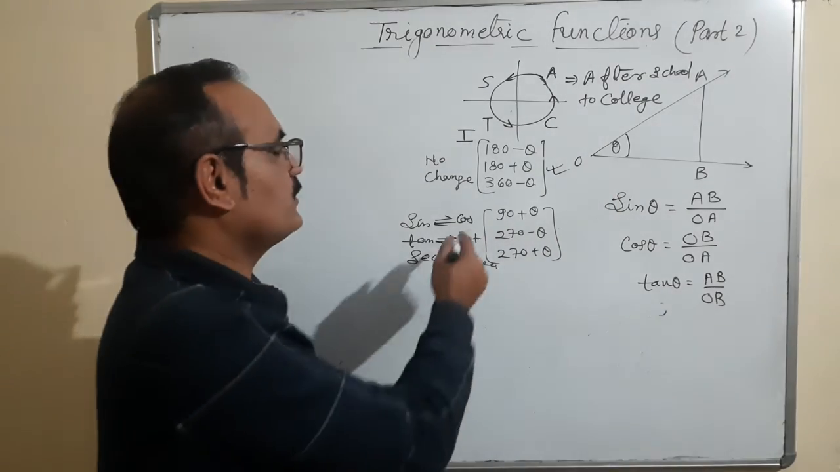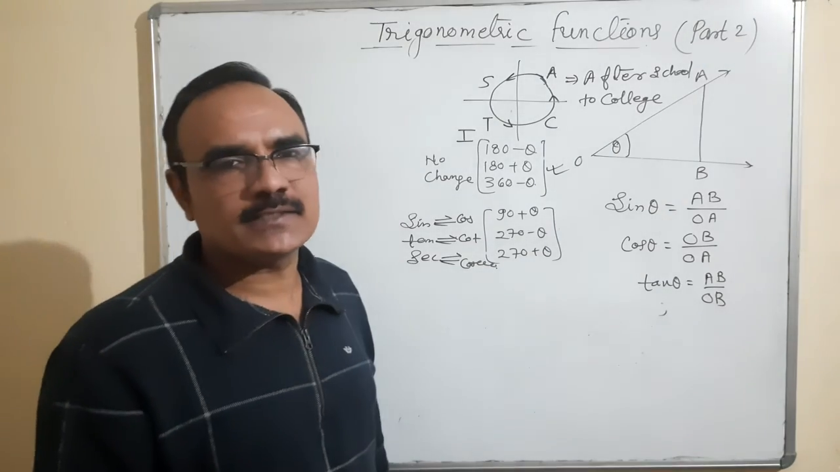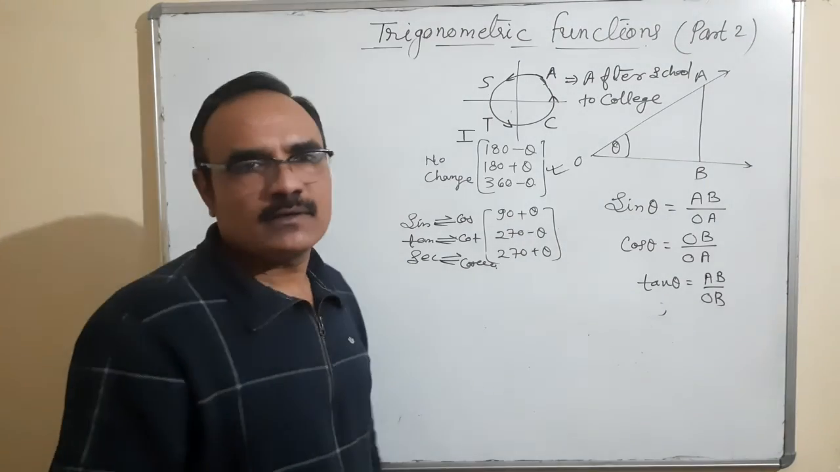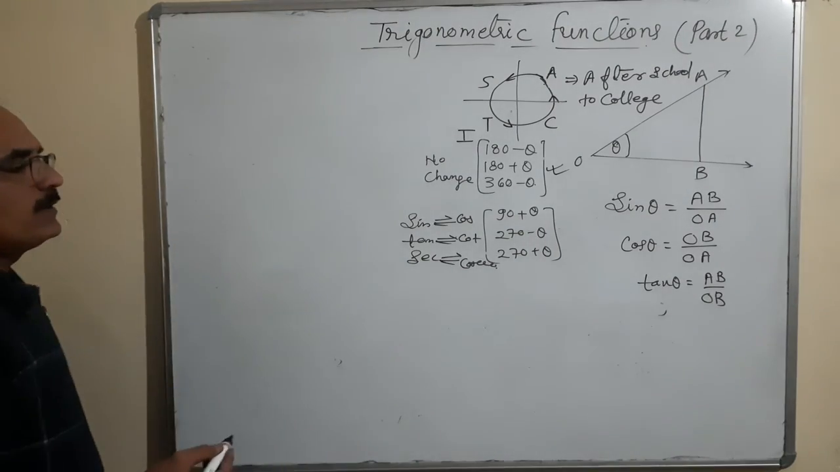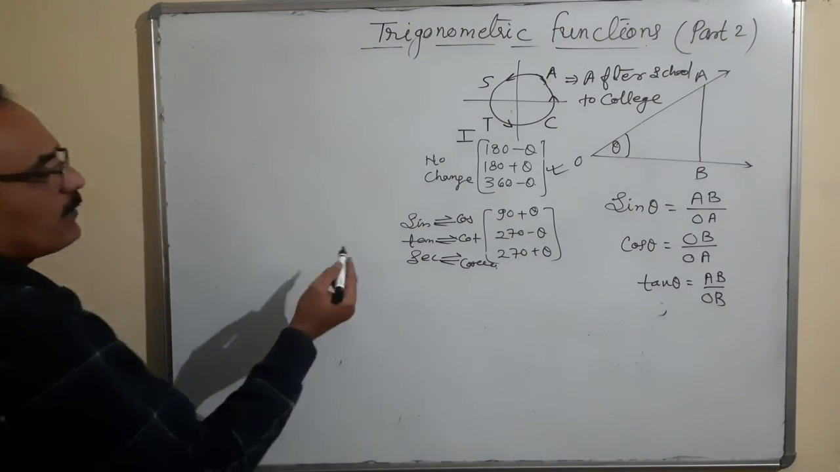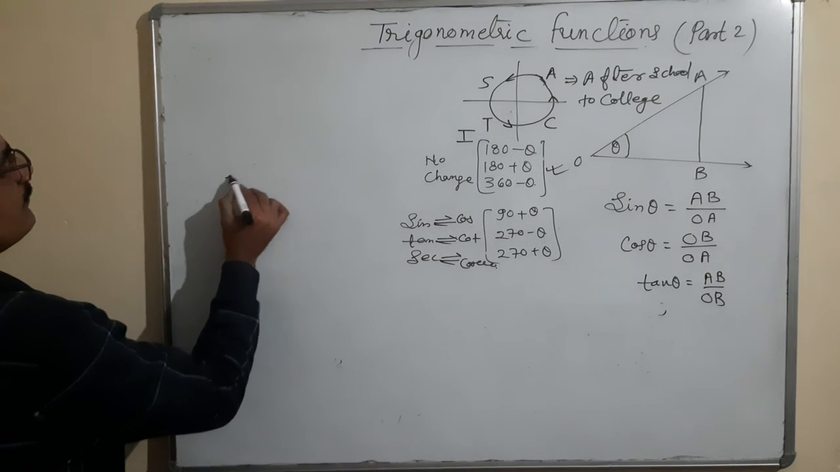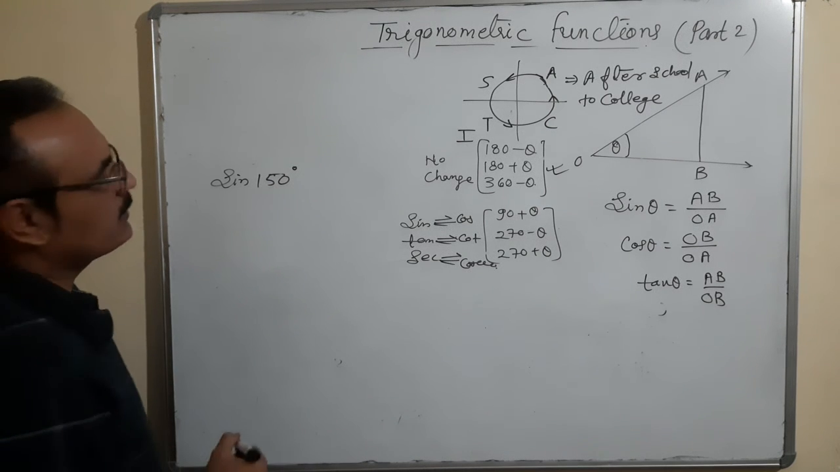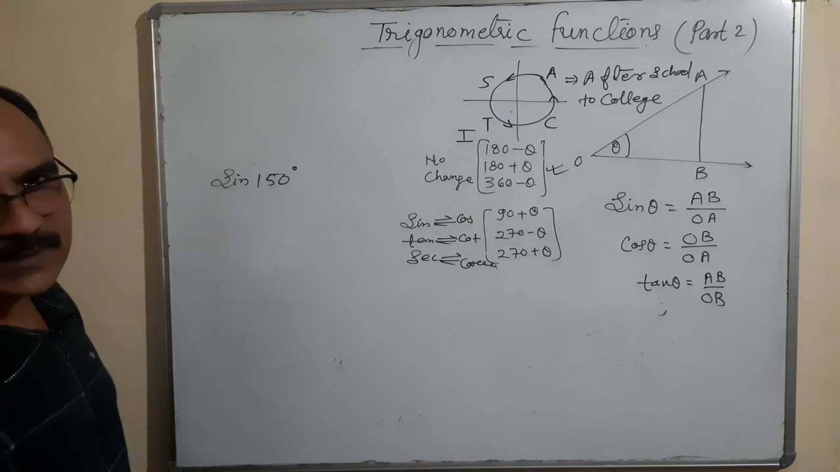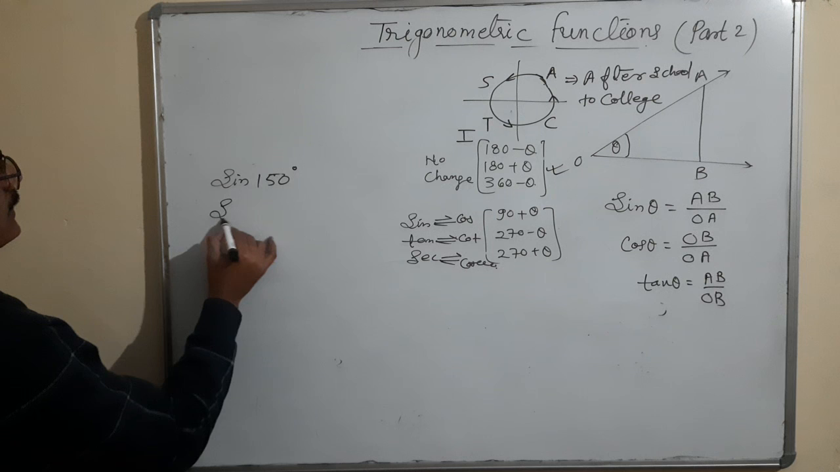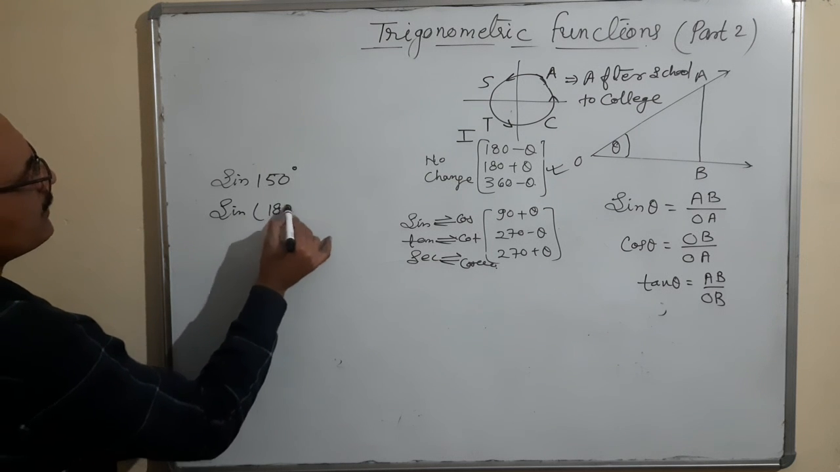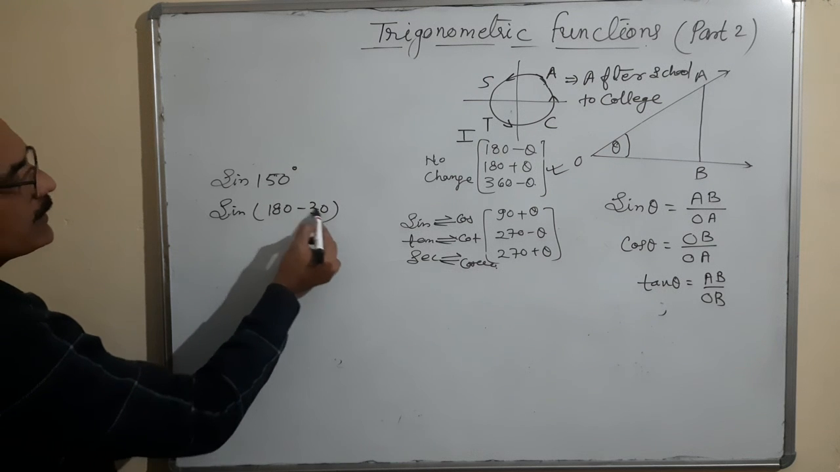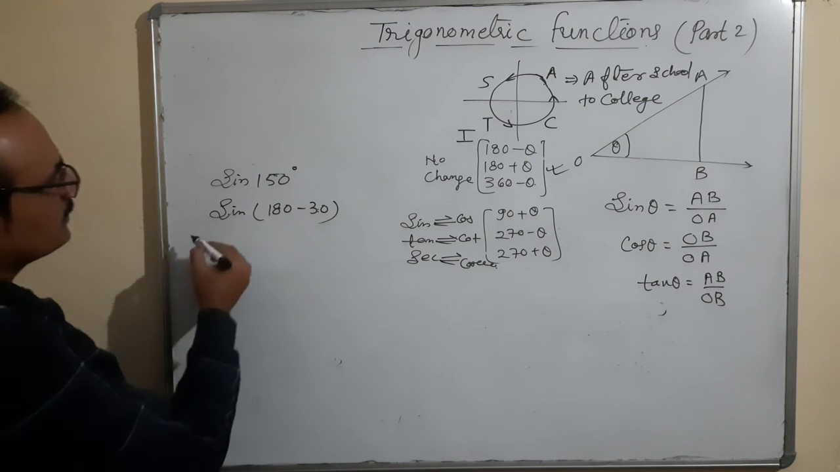Here we are not going to change, but in case changes are required, sine will be converted into cos. One example: suppose we are going to find the value of sine 150 degree. I can write sine 180 minus 30, which is 150. Sine 180 minus theta is in the second quadrant, sine 30.